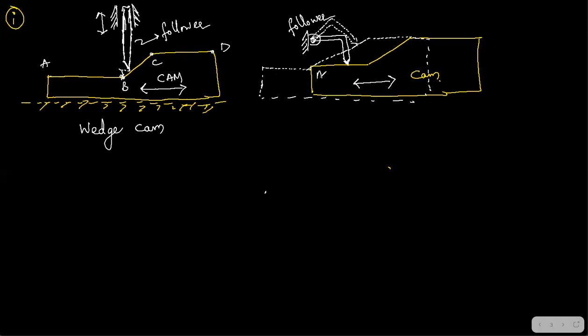And when it is going from A to B, there is no motion. B to C, it is oscillating. C to D, again no motion because it is flat. Whenever it is in flat contact, there is no motion. So this is also called a wedge cam.